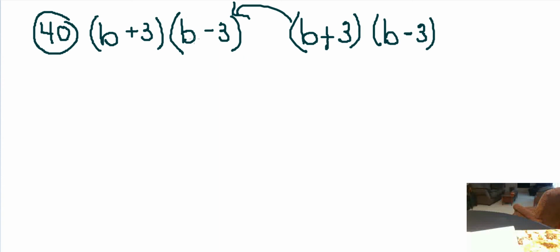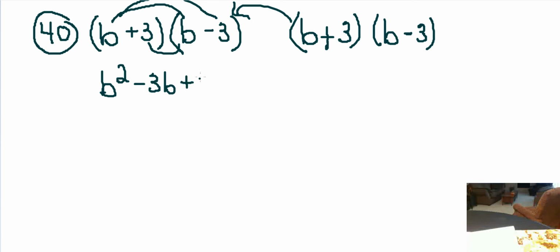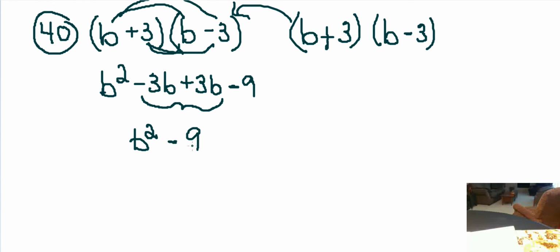And the look is, well, let's FOIL it. B times b is b squared. B times negative 3 is negative 3b. Inside is 3 times b, which is positive 3b. And last is 3 times negative 3, which is negative 9. When I combine my middle terms in this special product, what happens? This ends up equaling 0. So my solution is b squared minus 9 is my final simplification.